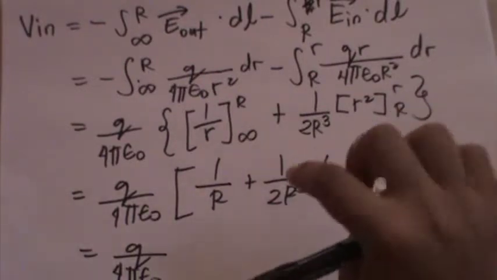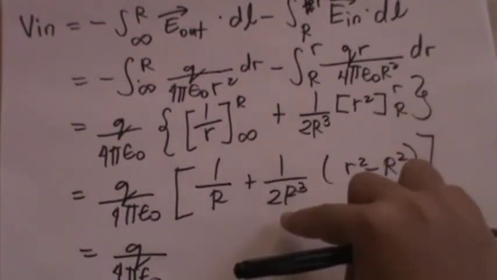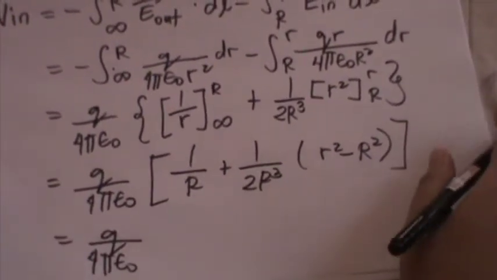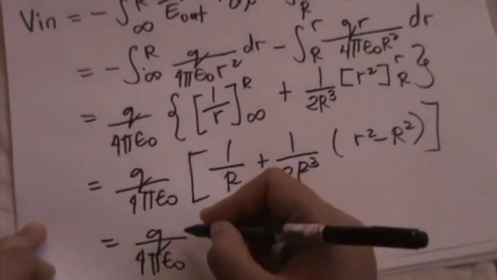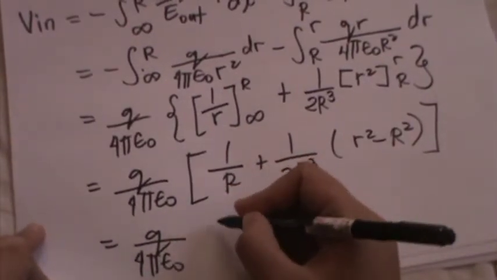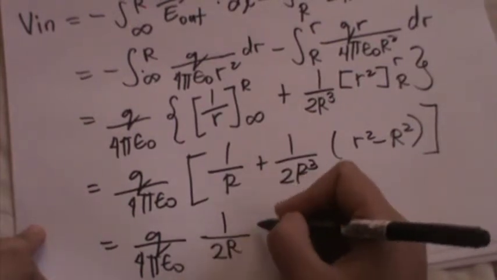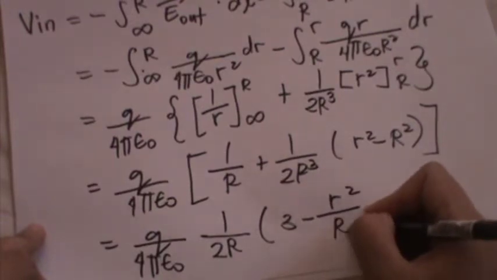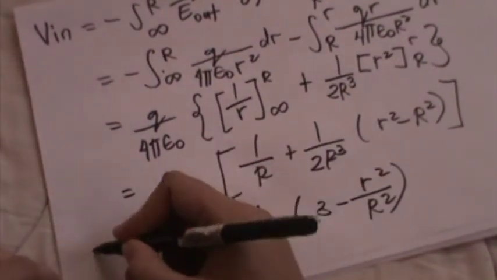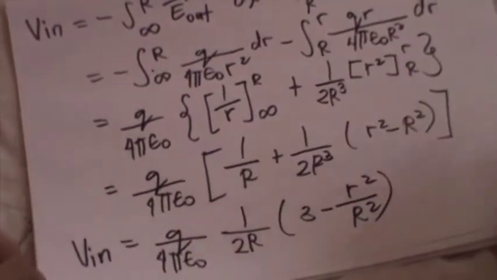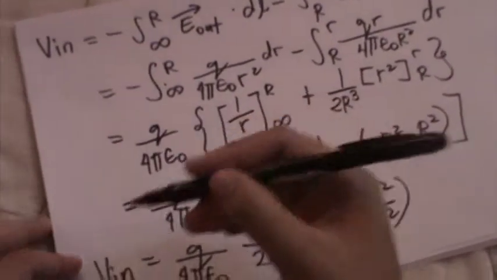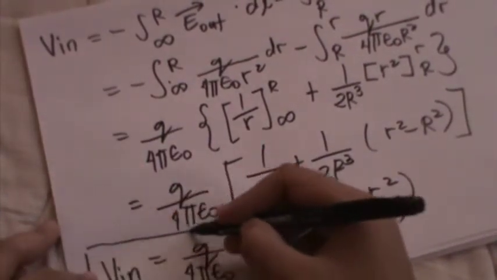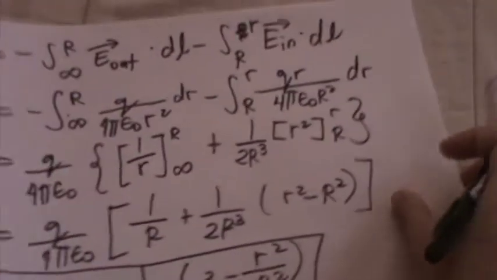manipulate again. If you do the mental math on this one, you get the simplified formula: Q over 4 pi epsilon naught and 1 over 2R multiplied by 3 minus r squared over R squared. So for the potential of the inside of the solid sphere, you will get this potential.